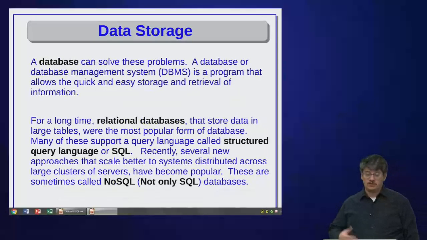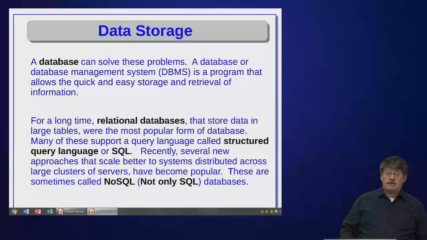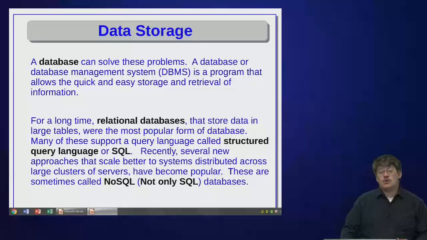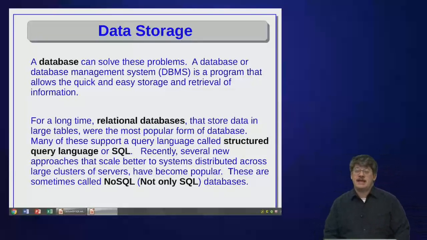So instead, we use something called a database. What is a database? A database, or a database management system, is just a program that allows us to quickly and easily store and retrieve information. And there's lots of different kinds of databases, but for a long time, sort of the king of the heap, the most important kind of database that we use is called a relational database. And a relational database is just a database that stores information in tables. So we're going to have lots of different tables of information that we can combine in different ways and we can perform queries on. And by using queries, we'll be able to answer different questions about the data. So most relational databases today support a query language called Structured Query Language, or SQL.